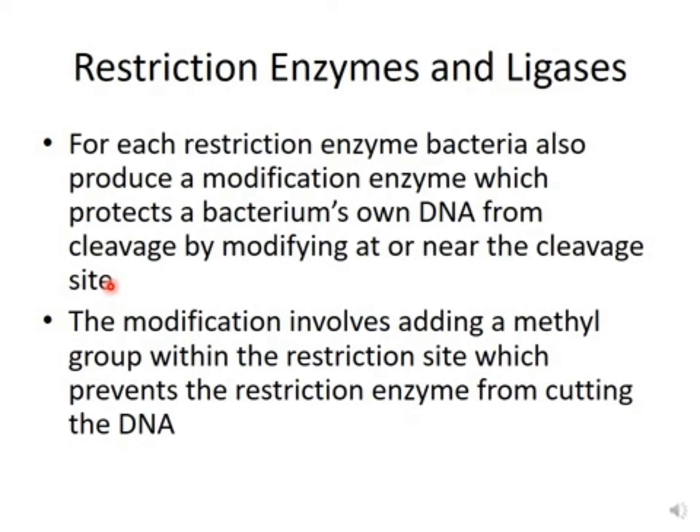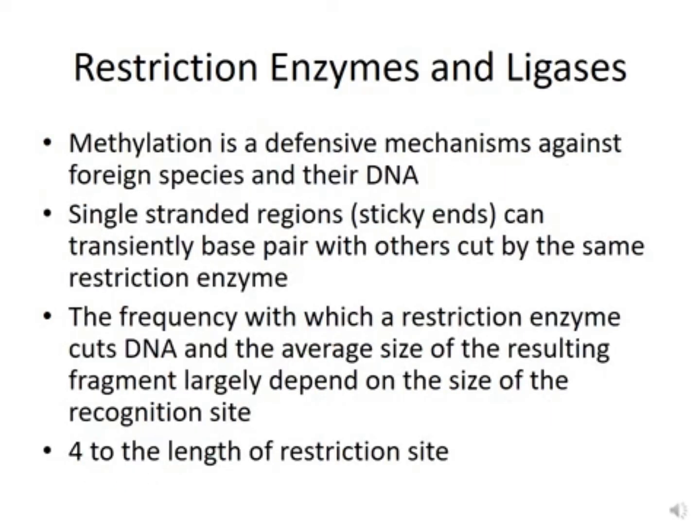So for the bacteria to protect itself from the restriction enzyme that it produces, so that the restriction enzyme would only cut up foreign DNA, the bacteria modifies its own DNA to prevent it from being cut by its own restriction enzymes. That modification usually involves adding a methyl group at the restriction site. The presence of this methyl group would prevent the restriction enzyme from cutting the DNA. So the methylation of the restriction site in a bacteria is a defensive mechanism against foreign species and protects their own DNA.